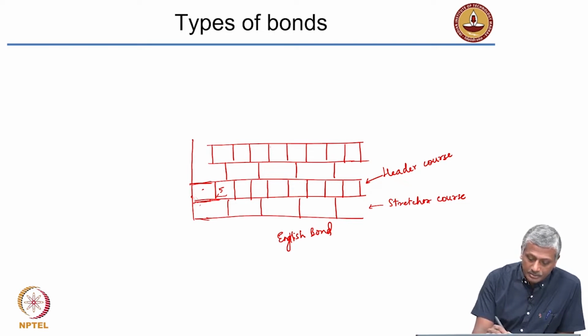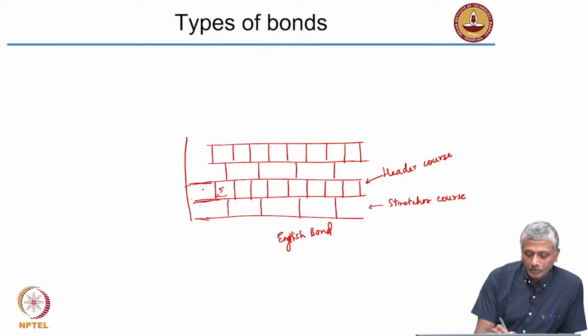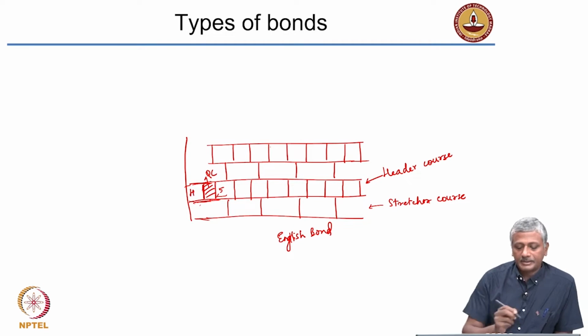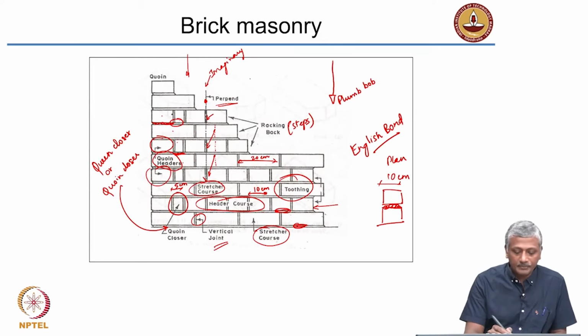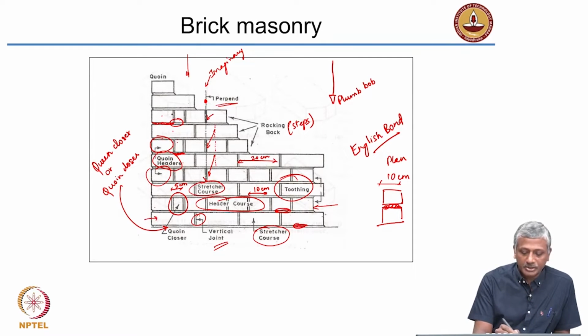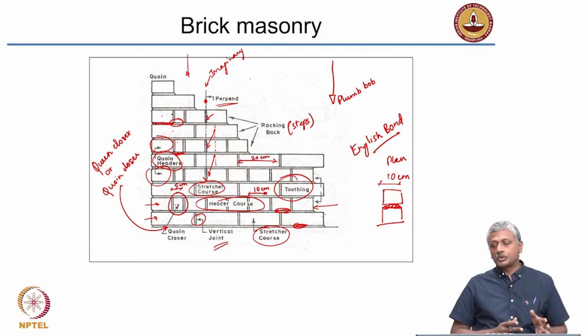Typically what I will do is, I'll use a header here and a queen closer here. This is a header and that's a queen closer. I showed you this already in the previous drawing here. So you have your stretcher here, that's the header, and that's followed by a queen closer. So the queen closer ensures that you get this shift in the bond by 5 centimeters.